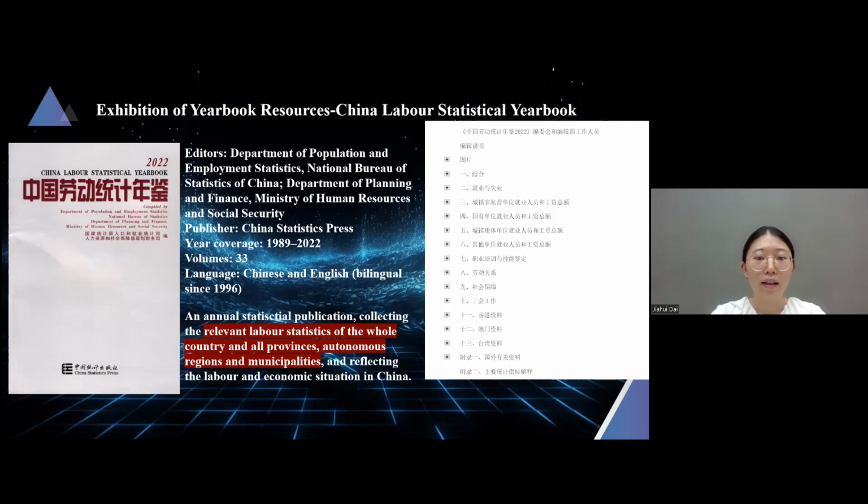Since 1996, it has been a bilingual version, covering employment, unemployment, and employment and total wages in different units, including urban non-private units, state-owned units, urban collective-owned units, and other ownership units.